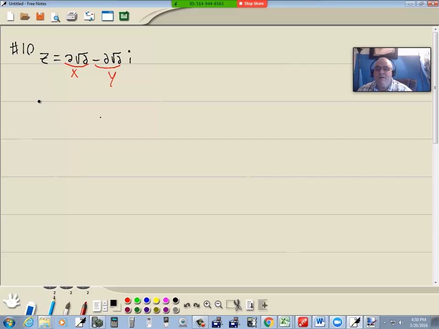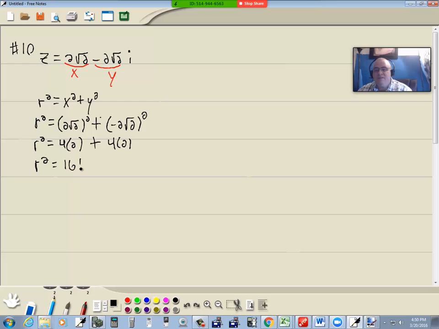Well, remember we have r squared is equal to x squared plus y squared. So x is 2 square root of 2. y is negative 2 square root of 2. We square the 2, that gives us 4. Square the square root of 2 gives you 2, so we got 4 times 2. And over here we got 4 times 2, which gives us 16 plus 16, or 32. Drop our squared, or we'll have a positive square root of 32, which is 2 times 4 times 4, which gives us r is equal to 4 square root of 2.